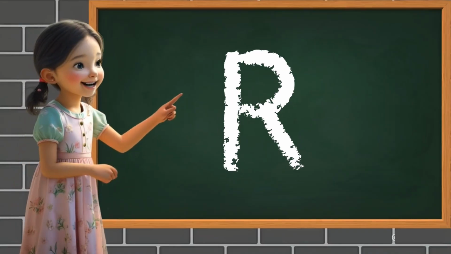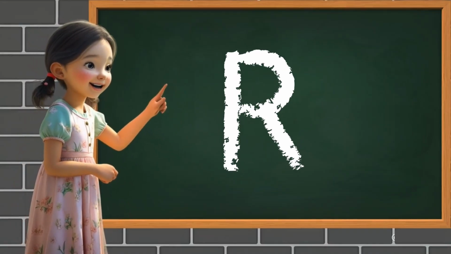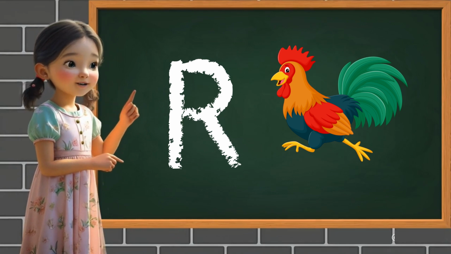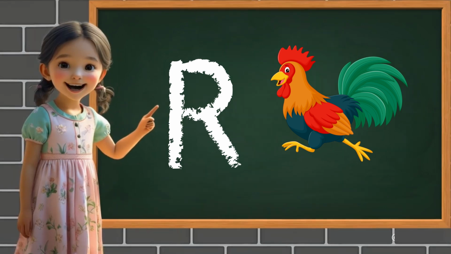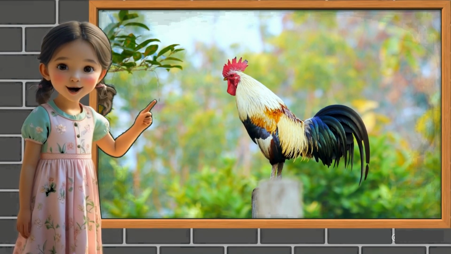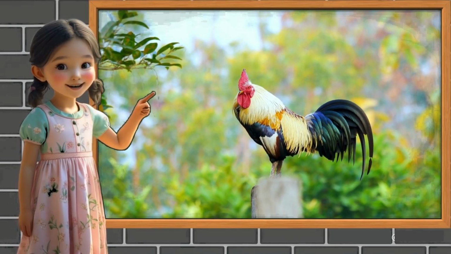The letter is R. You can say R. Now say R is for rooster. R is for rooster. Here you can see a real rooster. This is a rooster.